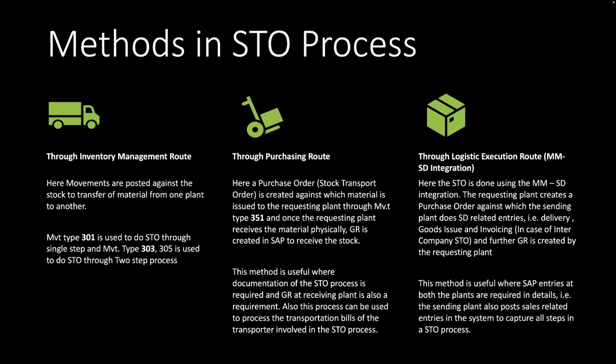We have discussed these two methods in part 1 of this series. In the next video, that is part 2 of this series, we'll discuss the logistic execution route, that is, we'll be creating a stock transport order, and through that transport order we'll be posting first the SD related entries from the supplying plant, and then at the receiving plant we'll do the goods receipt. And here we'll see what is the difference between the intercompany stock transfer process and the intra-company stock transfer process. So stay tuned for the next video.